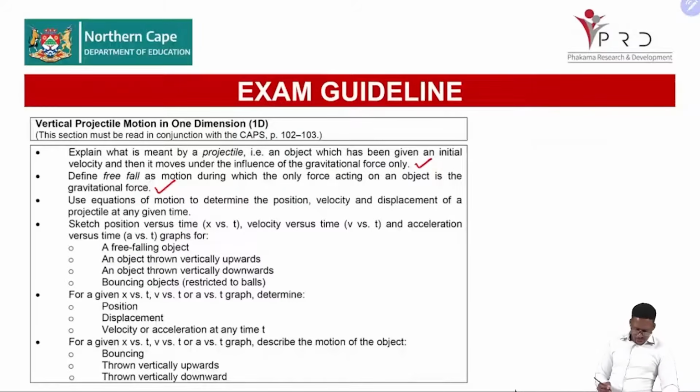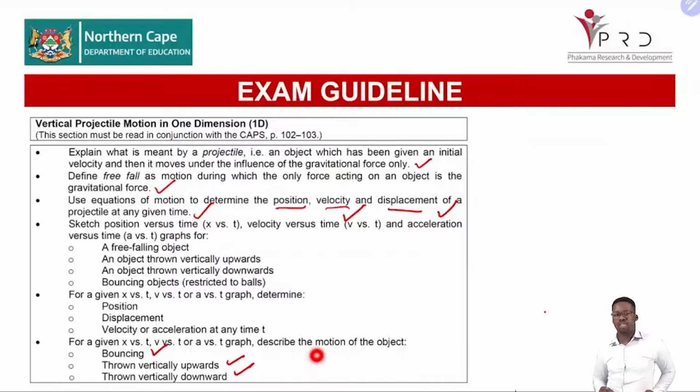And then from there, you'll have to use the equations of motion to determine the position, velocity, and displacement of a projectile at any given time. And also the last question, you'll be required to draw the graphs: position versus time graph, velocity versus time graph, acceleration versus time graph. And you must be mindful that a question may have a bouncing ball, and also it might have a ball that is thrown vertically upwards or a ball that is thrown vertically downwards.